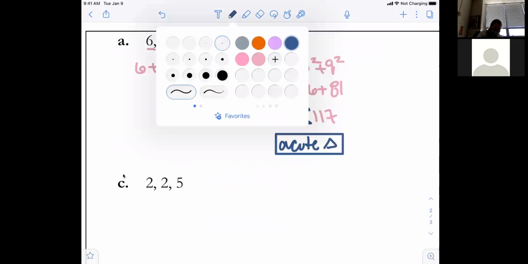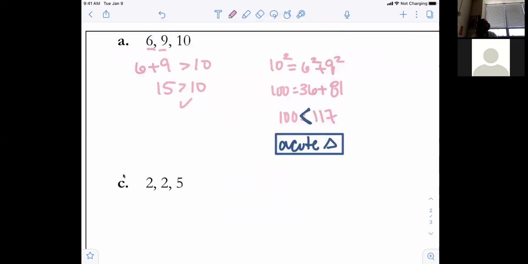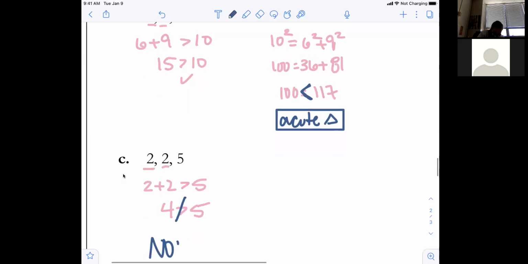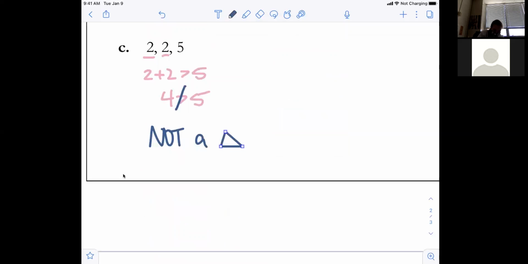Let's do the one underneath it just because we're already on this side. If you're still copying, you can use that work already up there. So for letter C, I again need to check and see if it's a triangle first. So 2 plus 2, is that bigger than 5? Oh, no, it's not. 2 plus 2 is not bigger than 5, right? Is 4 bigger than 5? No way. This is not a triangle. So I can't tell you if it's acute, right, or obtuse because it's not even a triangle. Come back, triangle.